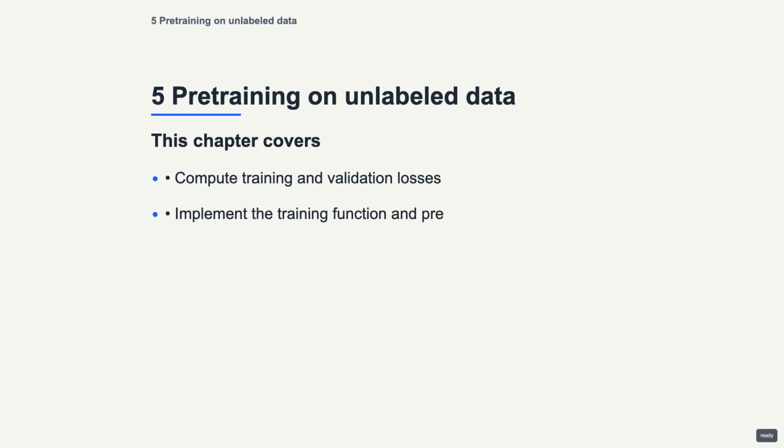The training function ties the whole model together: forward pass, loss calculation, backpropagation, and parameter updates. Once that loop is in place, the model can actually learn from the unlabeled text.